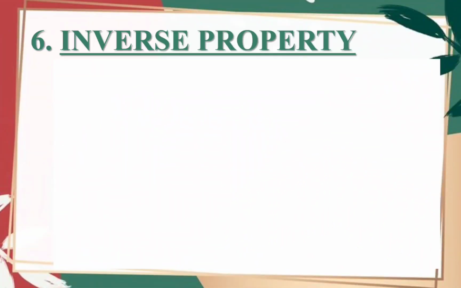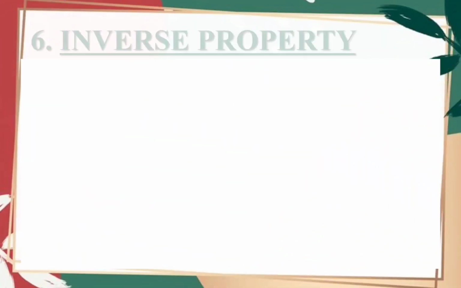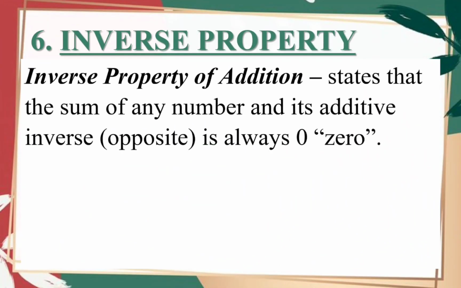Let's proceed now to the last property. This is what we call the inverse property. So, dalawa din ito. Inverse property of addition and inverse property of multiplication. Doon muna tayo sa inverse property of addition. It states that the sum of any number and its additive inverse is always 0.